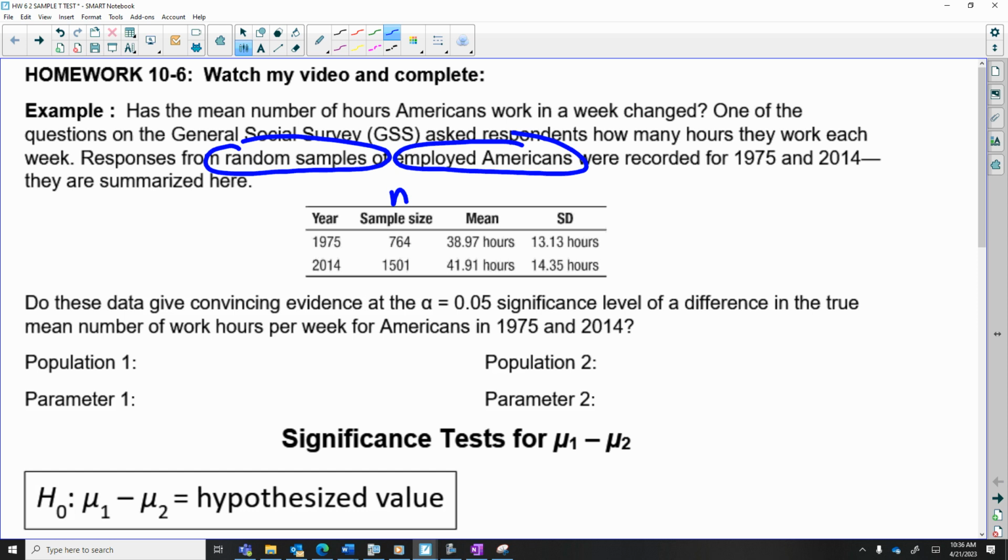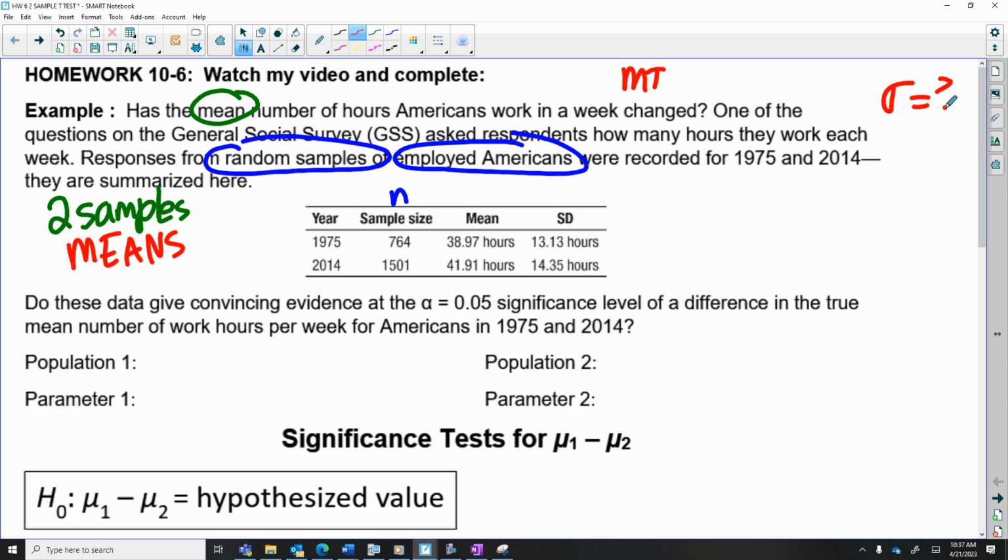So as you can see, there are two samples, so I would write that down. Also, what you can see is it says mean. So this is a mean question. It's two means. And if it's a mean question, usually if we don't have sigma, which is the population standard deviation, we're going to use s in place of sigma. It's a t situation. So keep that in mind.